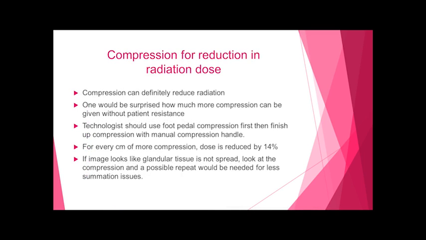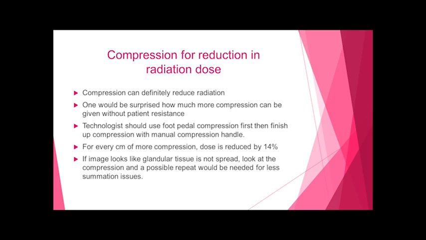How can we reduce radiation to the patient? Number one is compression. Compression can definitely reduce radiation. One would be surprised how much more compression could be given without patient resistance. Technologists should use foot pedal compression first when they're compressing, then finish off with the manual compression handle. For every additional centimeter of compression, the dose is reduced by 14%.